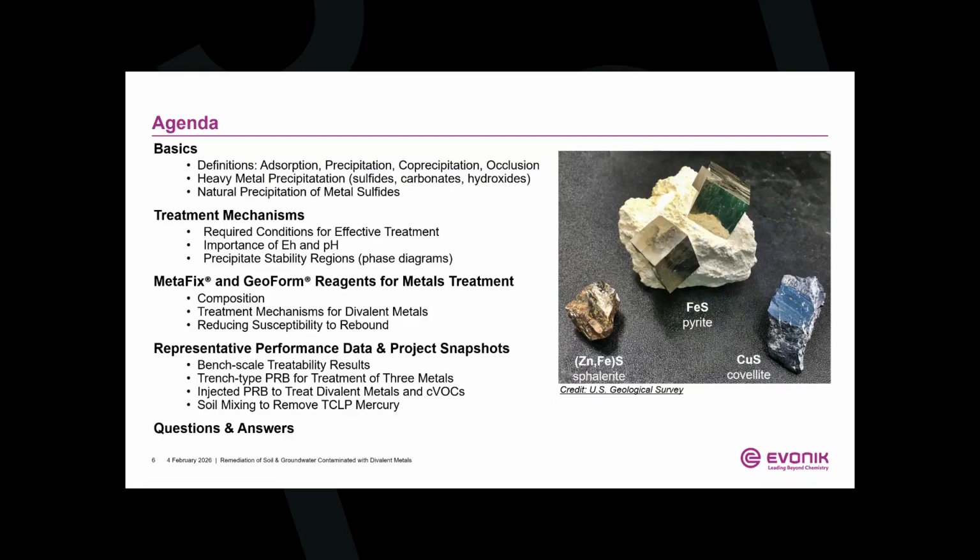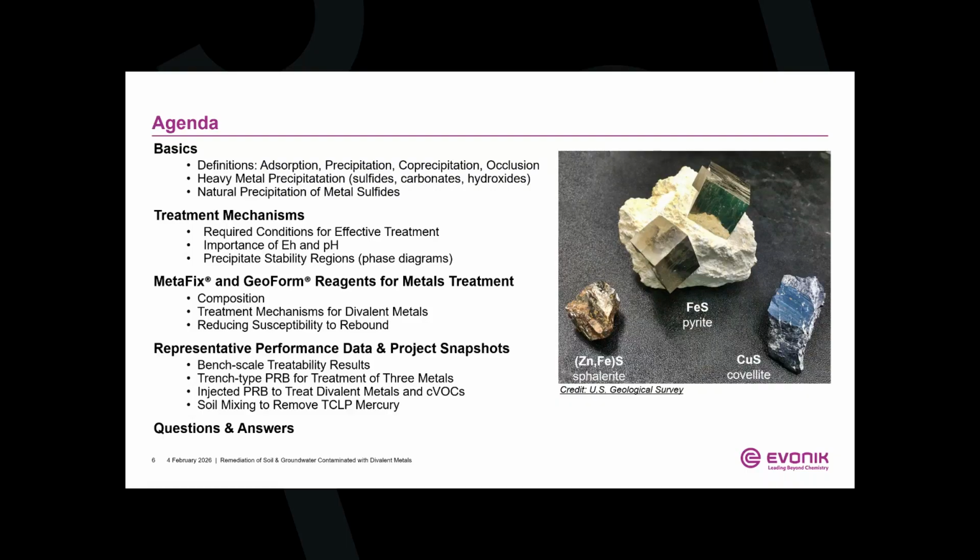So we're going to look at the basics, do some definitions, cover some technical terms, give examples of how the precipitation reactions happen, talk a little bit about the fact that what we're looking to promote with our reagents is a natural process, and we're just looking to speed it up, make it more profuse, and make it go to completion more rapidly. We'll talk about the conditions needed to achieve that, the importance of pH and Eh.